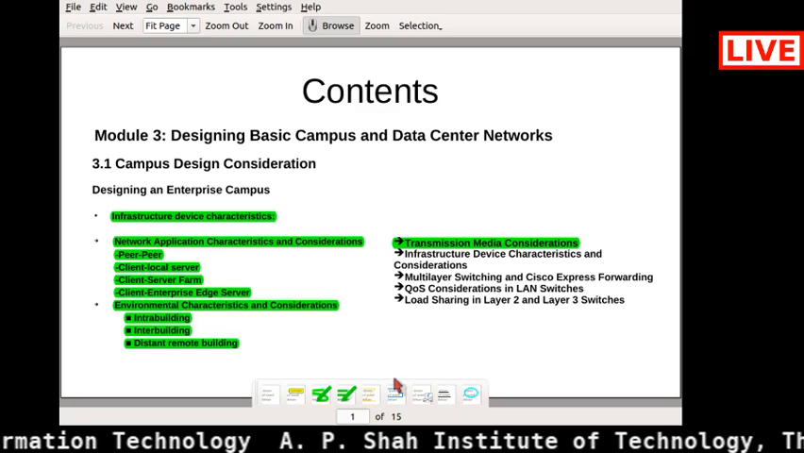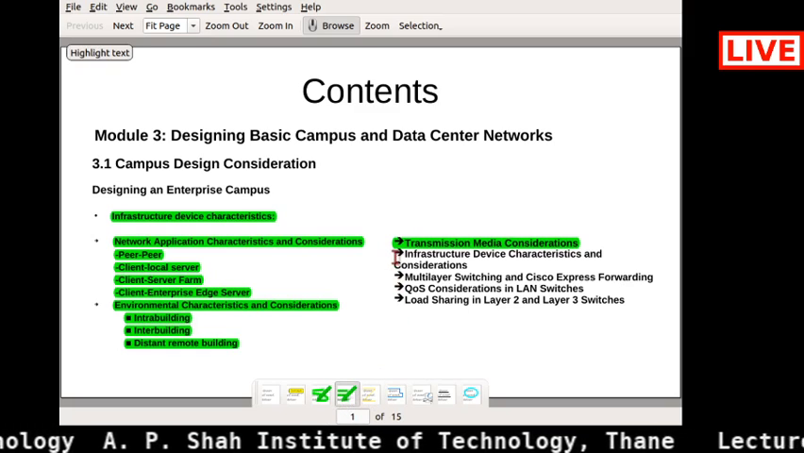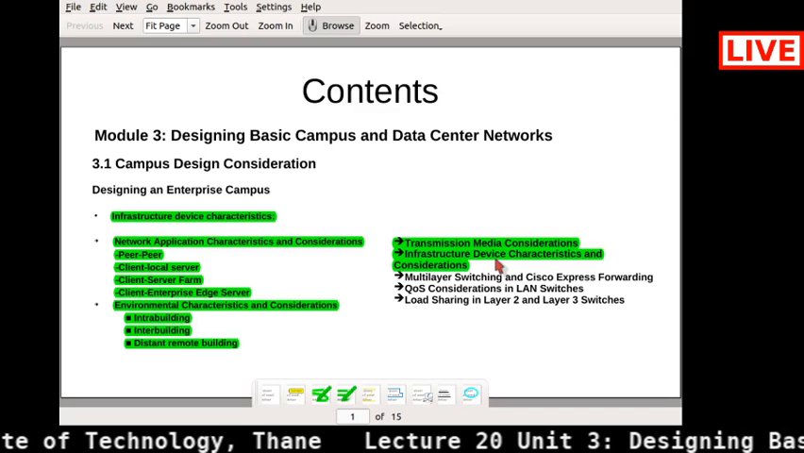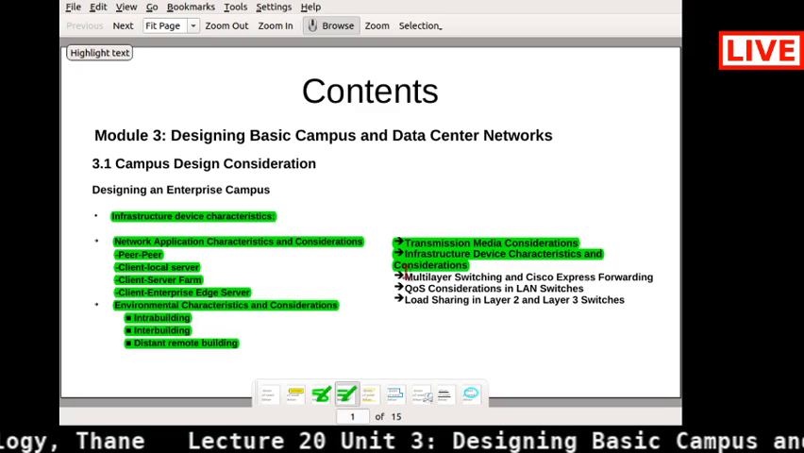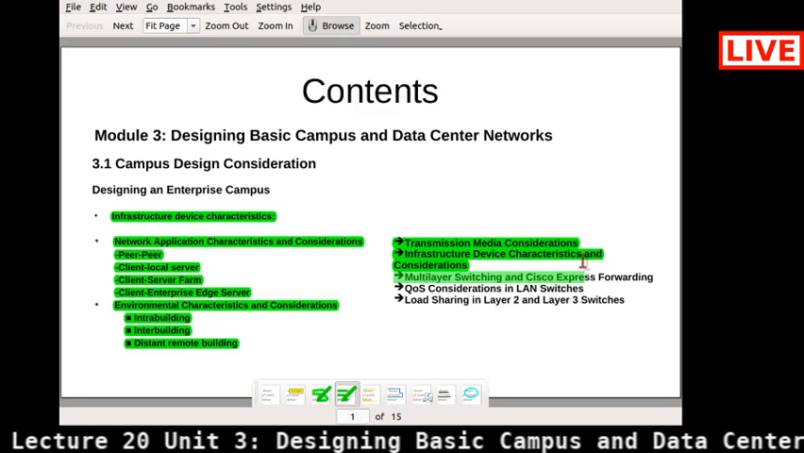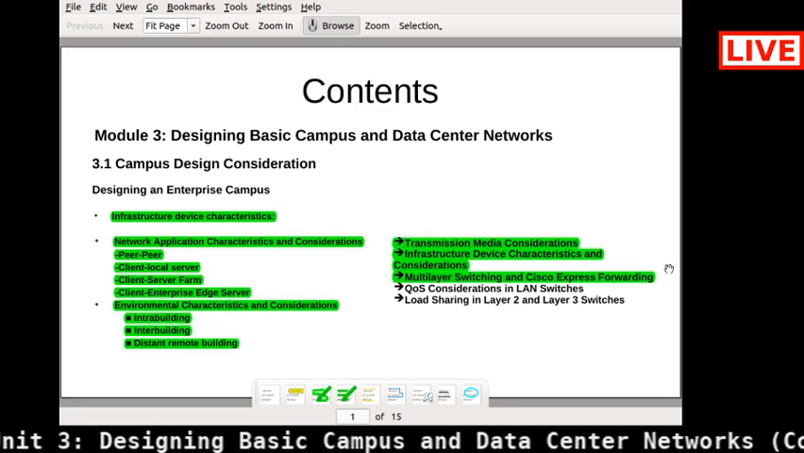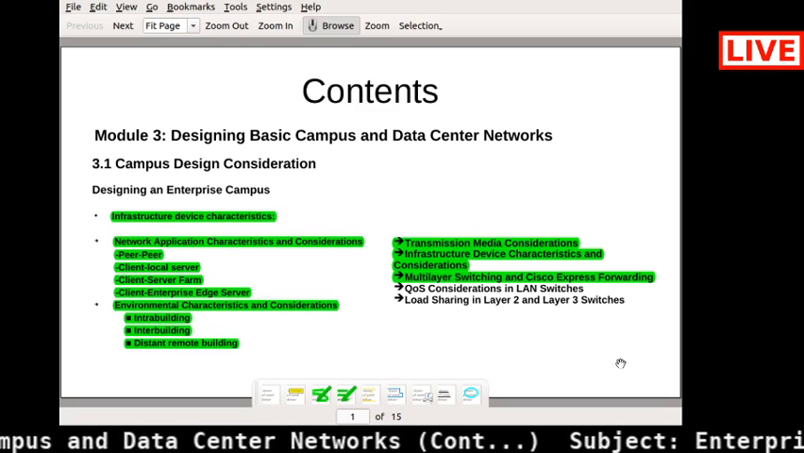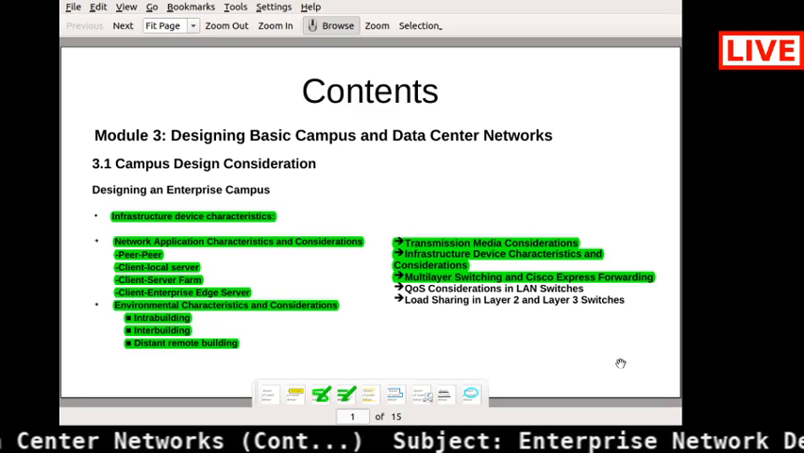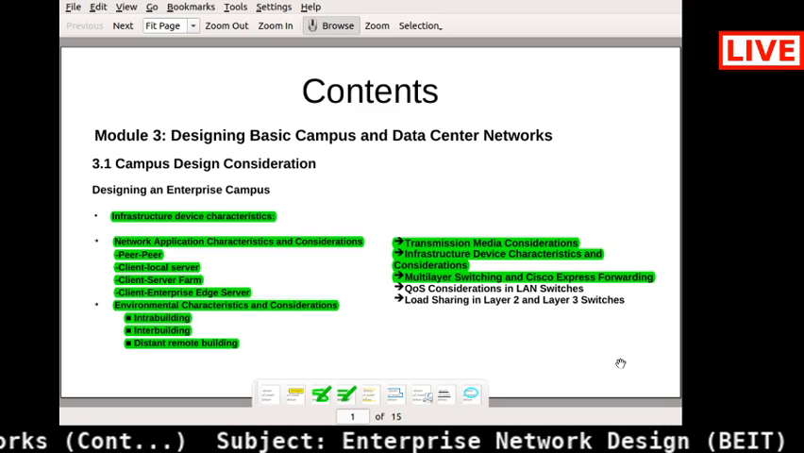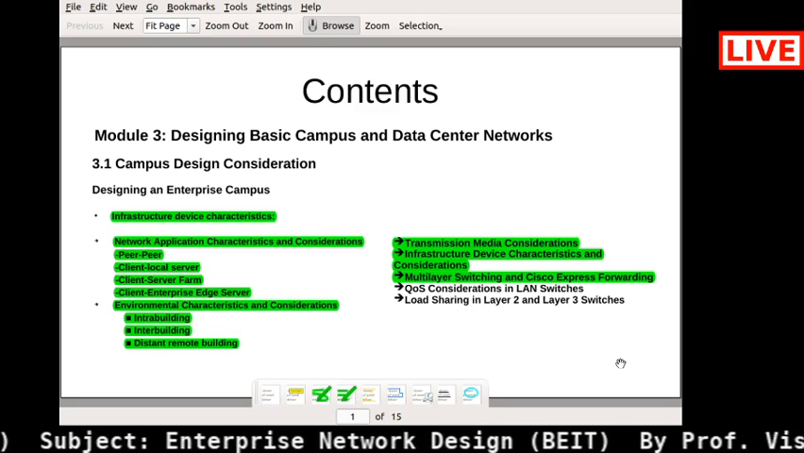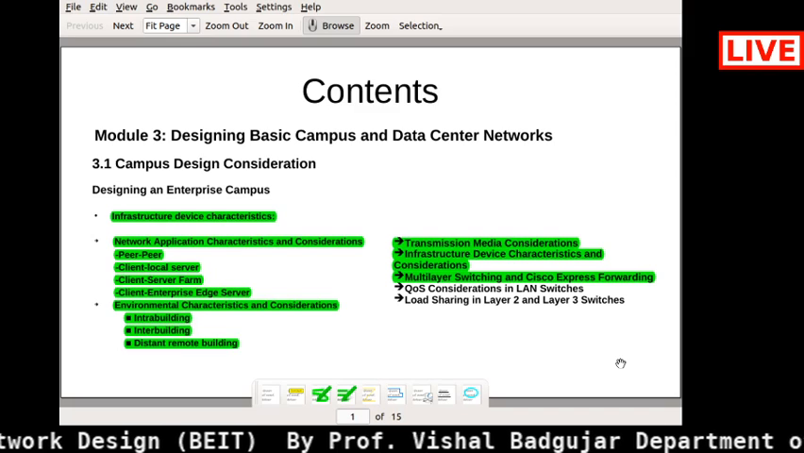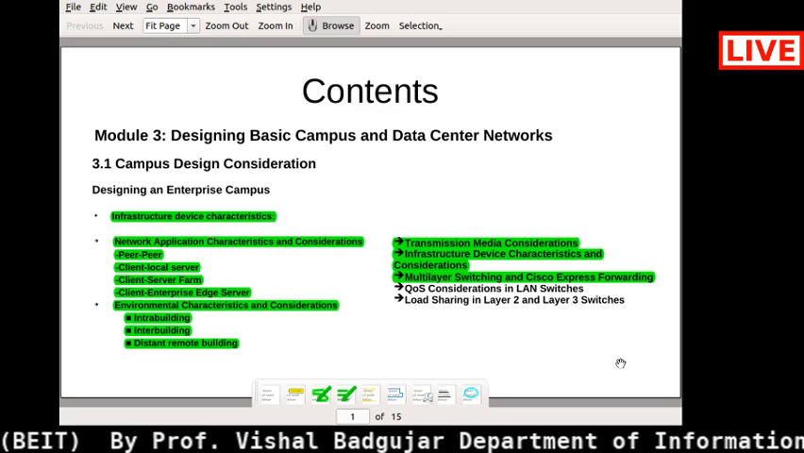Then we will see the infrastructure device characteristics and considerations, convergence times and cost and all those things. After that we will see the types of switching, multi-layer switching and Cisco Express Forwarding. We already saw in a couple of earlier lectures what I mean by switching, multi-layer and layer 2 switching. In this we will also see multi-layer switching, and with respect to Cisco devices, how Cisco Express Forwarding can be used.